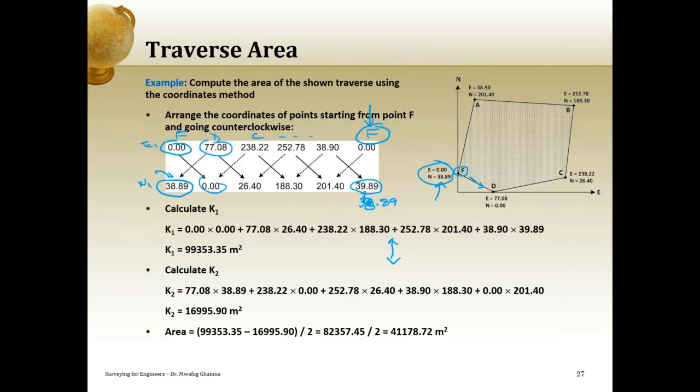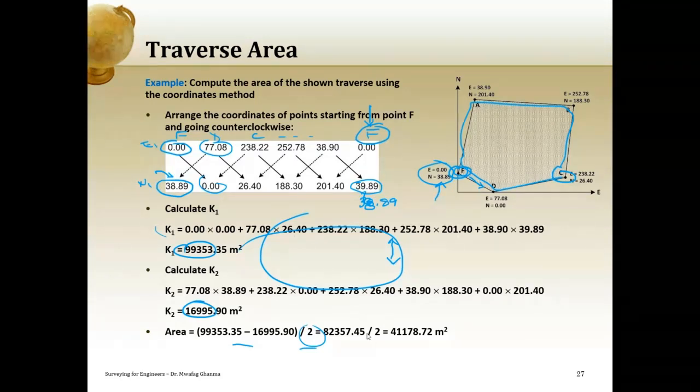As I said, here we started from point F. If you want to start from point C, go through these points and return to point C, no problem. The multiplications K1 and K2 will be different, but the difference divided by 2 will be the same. Counterclockwise will give you a positive area. Clockwise will give you numerically the same value, but the difference is in the sign. So you have to take the absolute value.